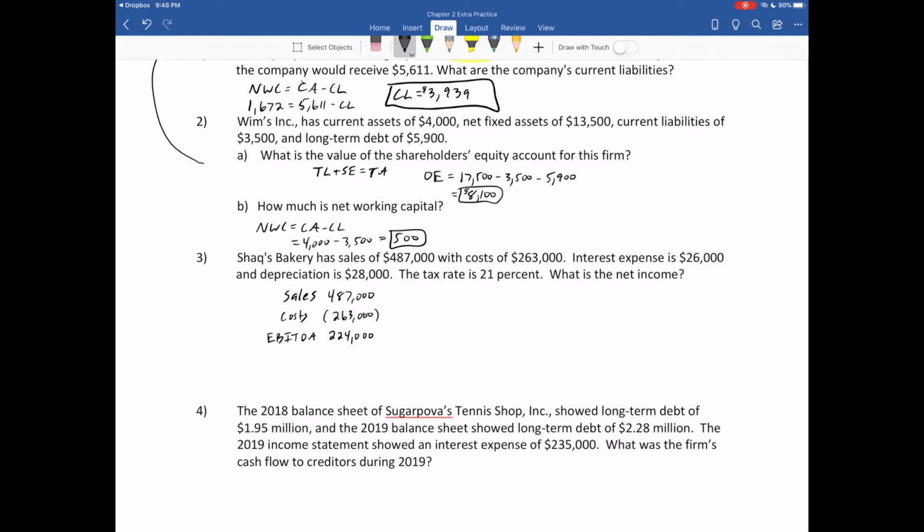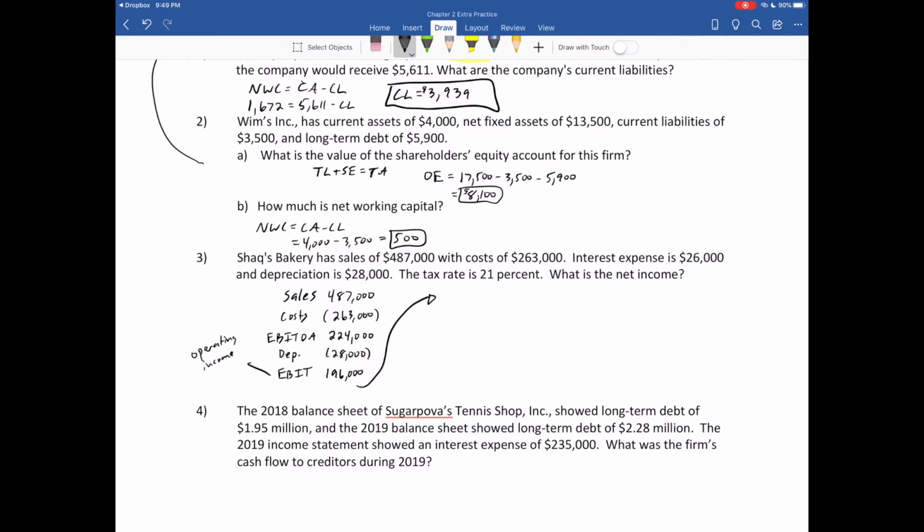Next up, the EBITDA showcases what comes out next. In this case, it's going to be your depreciation expense, which is given at $28,000. And then you get your EBIT. This is your operating income. So EBIT is known as your operating income. This is something that you need to know. So EBIT is here $196,000. And I'm just going to continue over here since I'm running out of space.